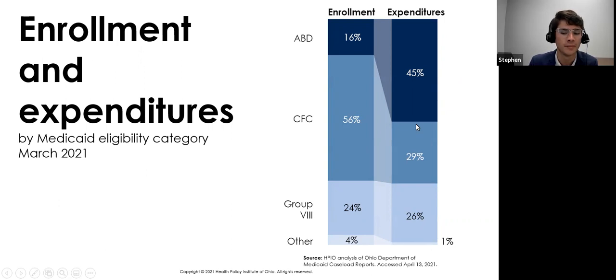Additionally, the appendix of Medicaid Basics 2021 provides a more in-depth description of the other categories of Medicaid eligibility in Ohio, which, as shown in the bar chart on the screen, only account for about 4% of Medicaid enrollees as of 2020 in Ohio.